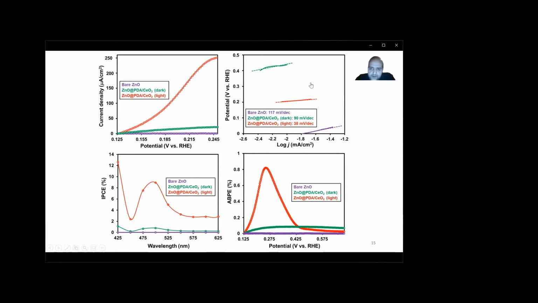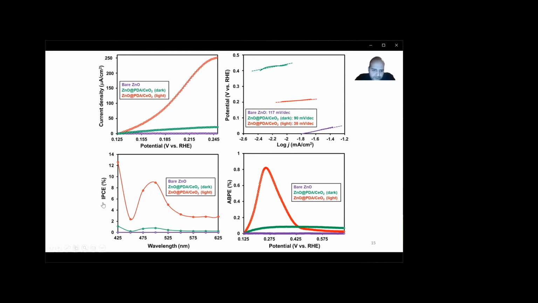And we have Tafel plots here for bare zinc oxide and our photocatalyst under dark and light conditions. The slope for bare zinc oxide is 117 millivolts. Our photocatalyst is 90 millivolts under dark and 38 millivolts under light. So the photocatalyst shows a decrease in the slope under dark, and when illuminated we see a dramatic decrease in the slope.